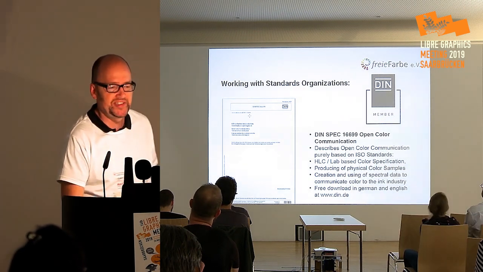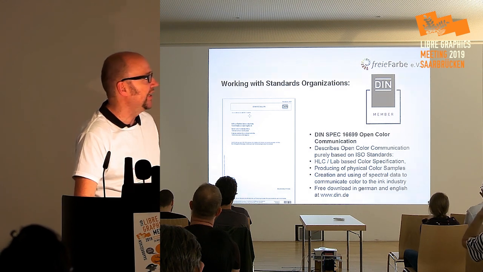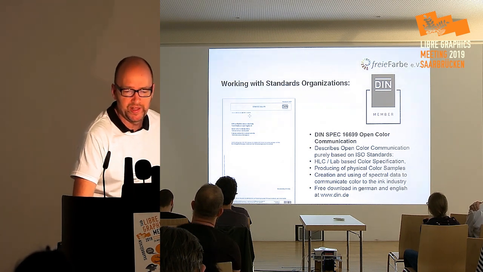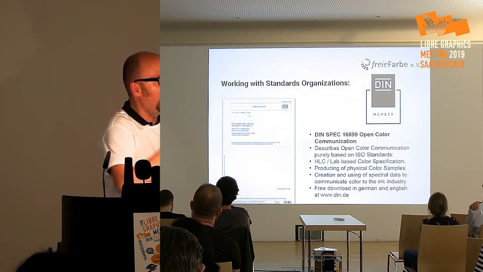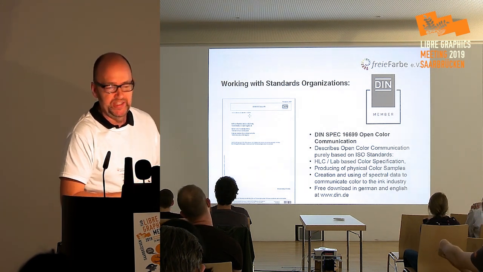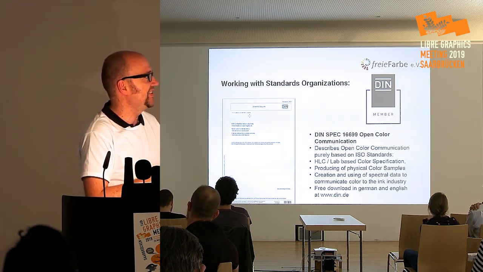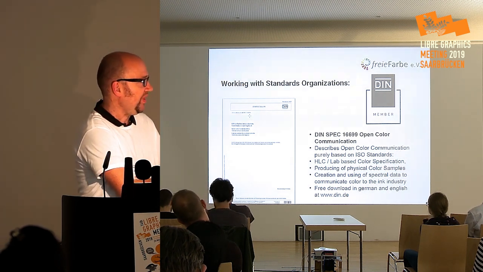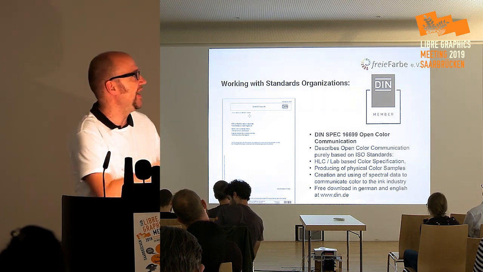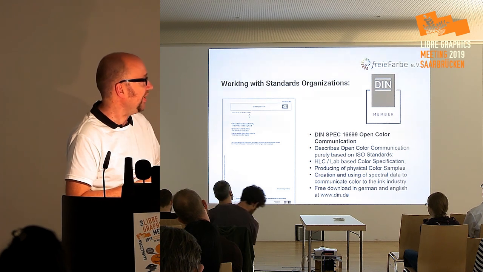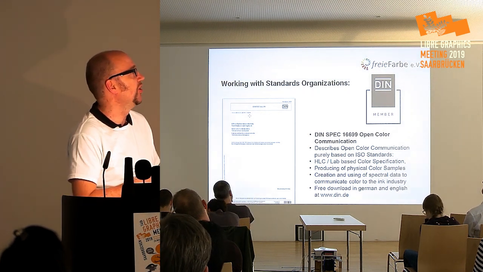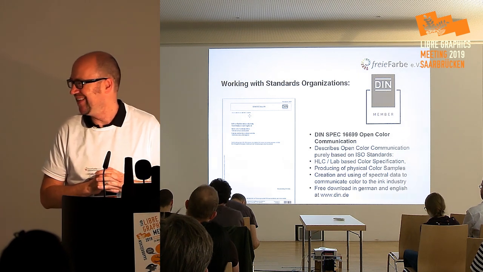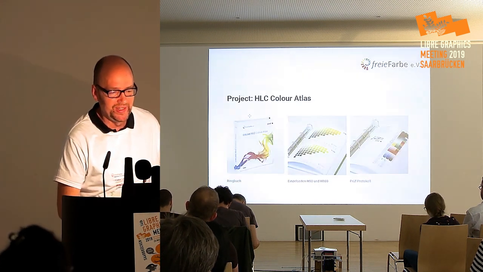So we are working together with standards organizations like DIN, and developed the DIN SPEC 16699 Open Color Communication. This describes how color values can be exchanged. It's based on HLC LAB based color specification. It describes how physical color samples are made, how the creation of spectral data is made from these color standards, and you can download the specification from DIN, it's void.de, not dean.de. I will change this later.